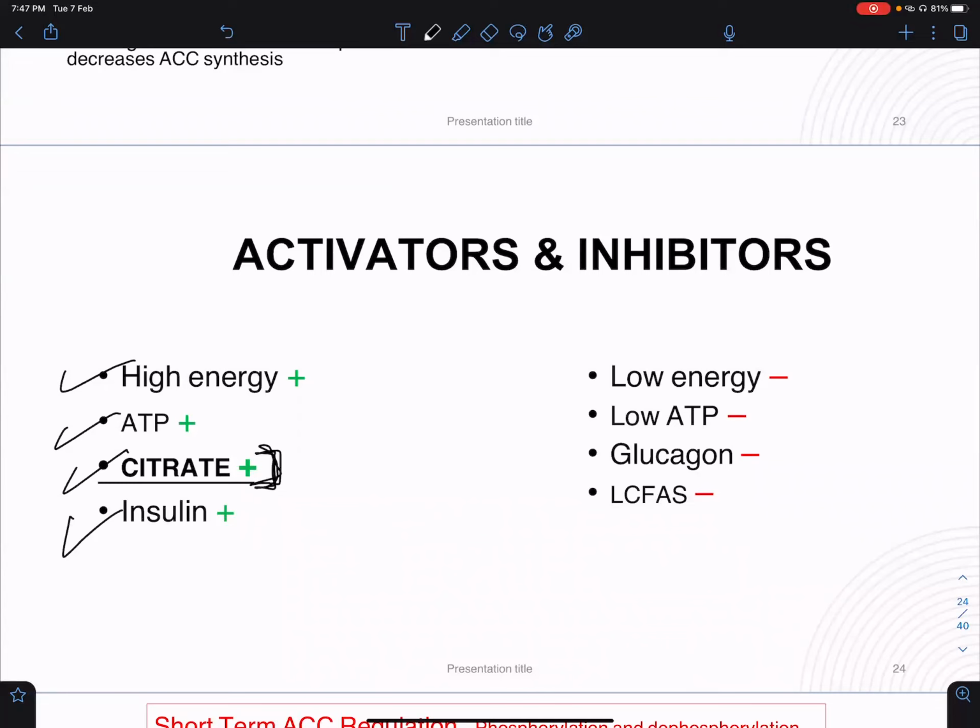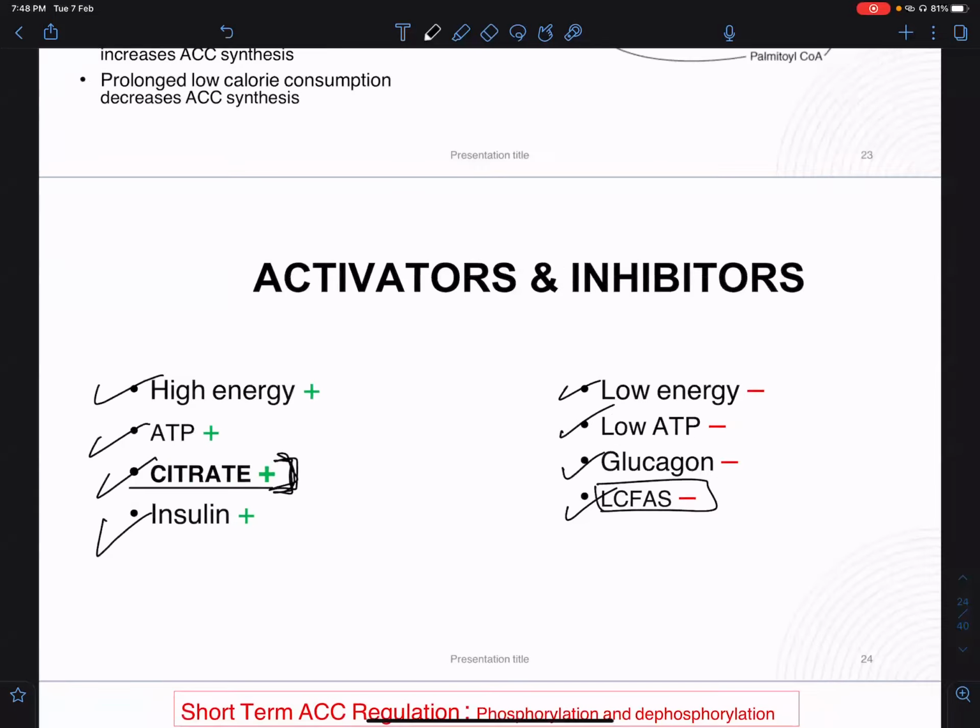For inhibitors, it's the low energy state, in other words, low ATP, in other words, glucagon, in other words, long chain fatty acids. Why is this an inhibitor? Because of feedback inhibition. If you already have a lot of fatty acids, then your body's not going to want to make more. So it's like a feedback inhibition. Okay?